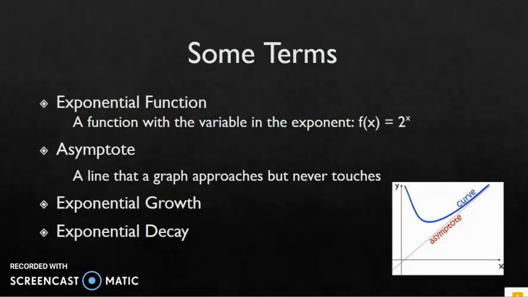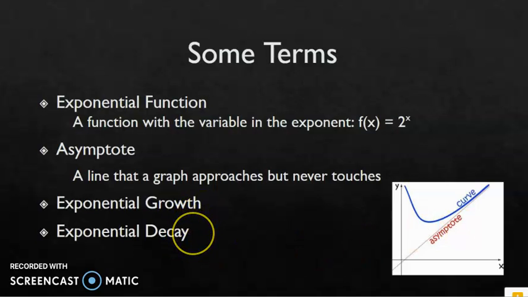An asymptote shows up in the graph of an exponential function. It's a line that the graph approaches but never touches. So notice in my picture here, the blue line represents the curve of the function, and this red line is the asymptote. It's the line that it approaches, but that curve is never going to pass through that line, and it's never actually going to touch it. It's just going to get really, really close.